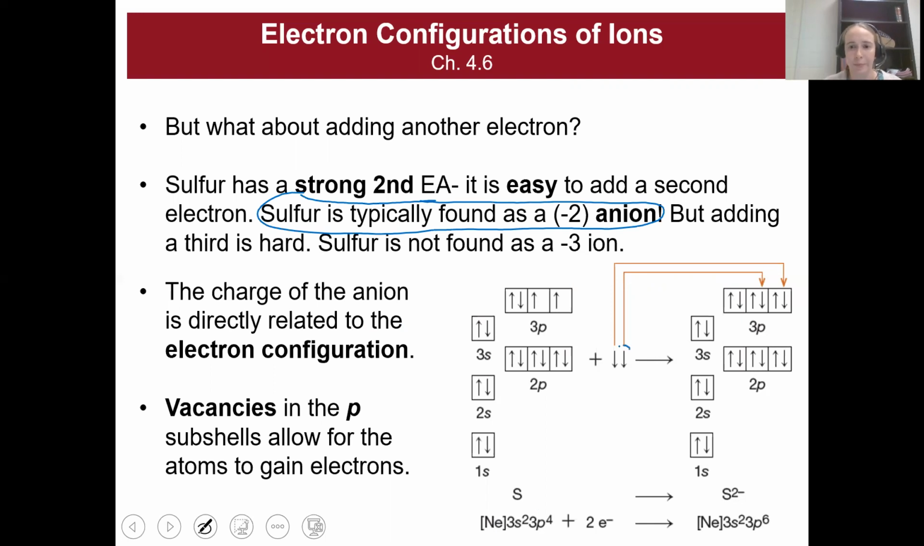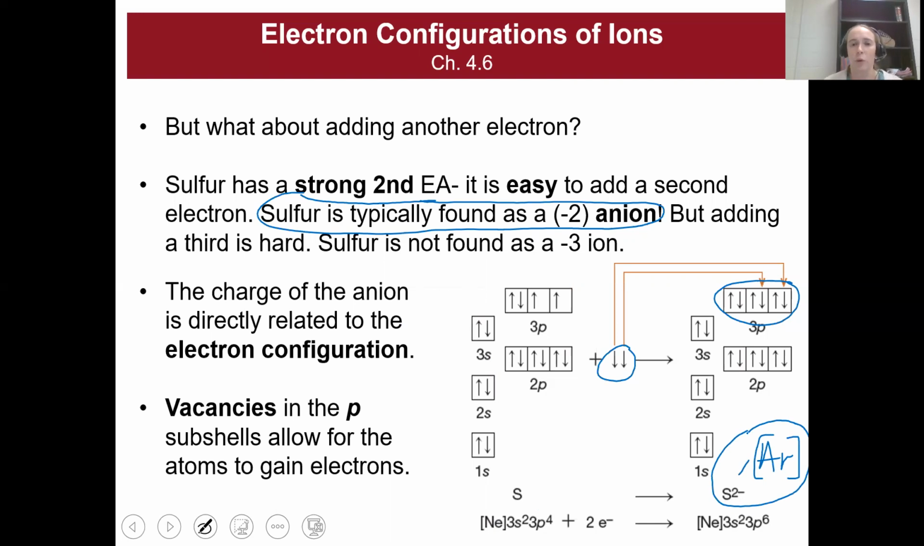So let's look at it. We add these 2 electrons to sulfur and we end up with our nice filled subshell. So sulfur 2-, our sulfur anion, is isoelectronic again with argon and with our chlorine -1 ion. So we're again isoelectronic with a noble gas, and that's why it's likely to be found that way. It's favorable to become a noble gas configuration.